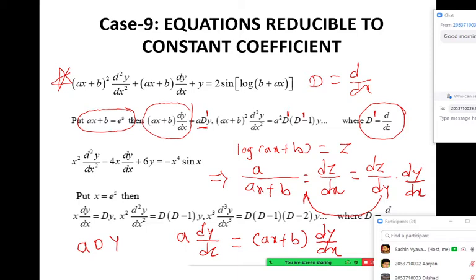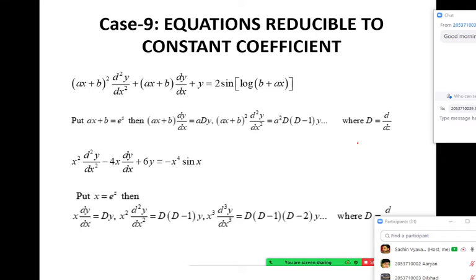So whenever we use the substitution ax plus b equal to e raised to z, we say ax plus b into dy by dx is a Dy, where that capital D is d by dz. That later on we will come to know while writing the yc and yp. Okay, so where you should focus. Now similarly, you can derive the other formulas also. The derivation is not required. I will tell you where you should focus.